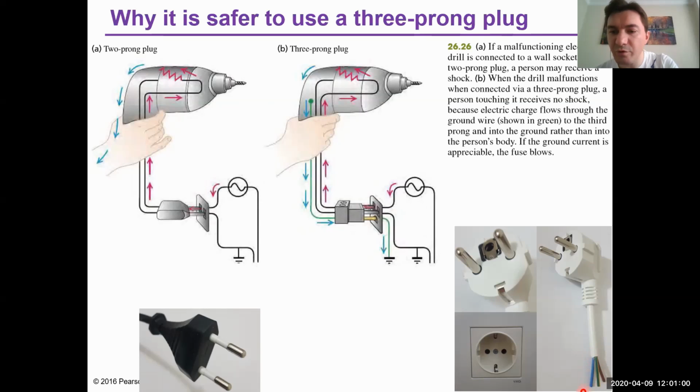This blue one is the neutral, and this brown one is the phase or hot line, and here we have the green and yellow one with double color. This is the ground, okay? So you can see that here I have one for you.